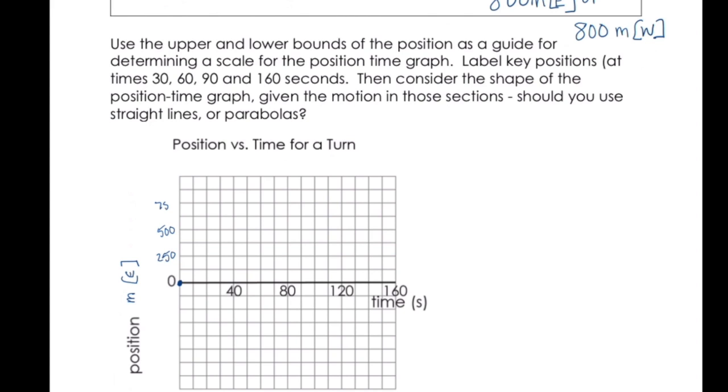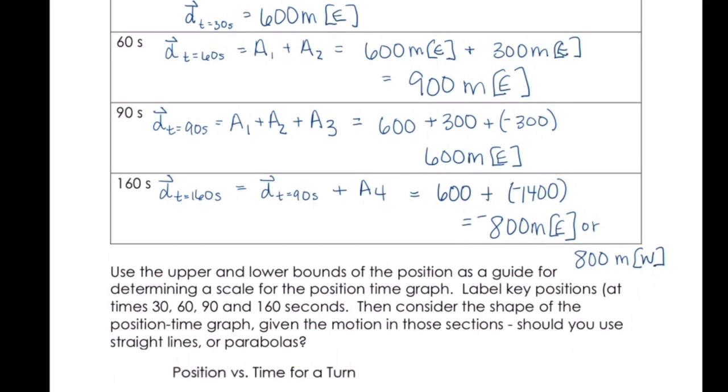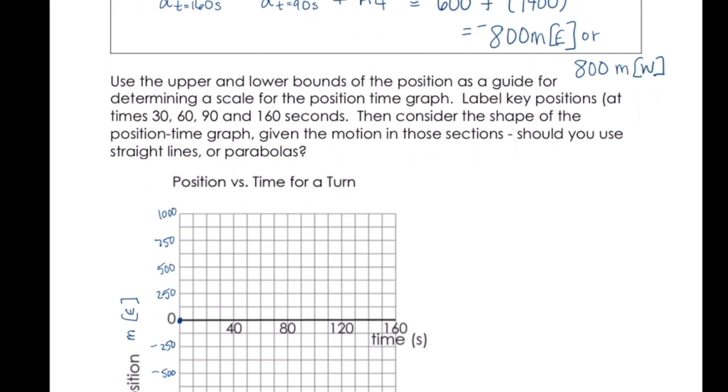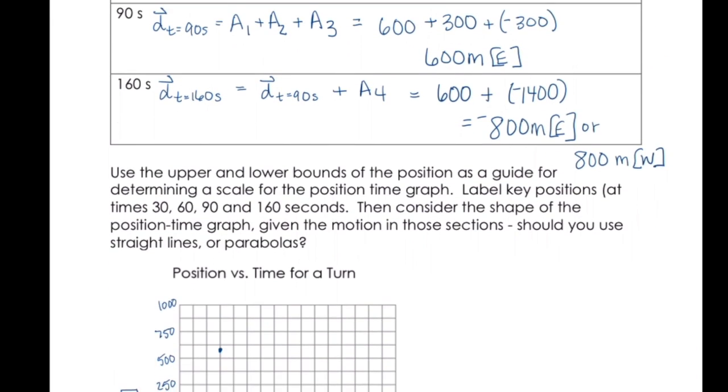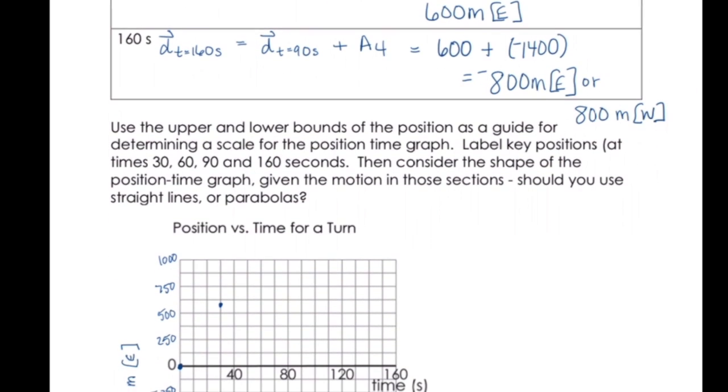So 50, and then 1,000. And then same down here, 250, 500, 750, and then 1,000. Okay, so at time 30 seconds, we were at 600, so just shy there. Okay, at time of 60 seconds, we were at 900.